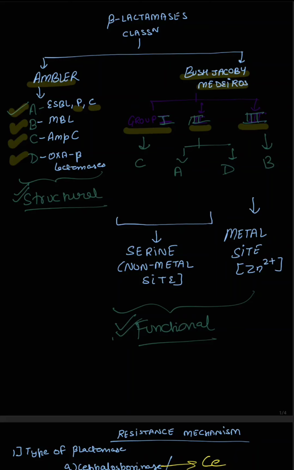So how do they become separate? In case of groups C, A and D, they have a serine, that is a non-metal site, so they constitute the serine beta lactamases, whereas group B forms the metallo-beta lactamases because they have zinc as the active site.